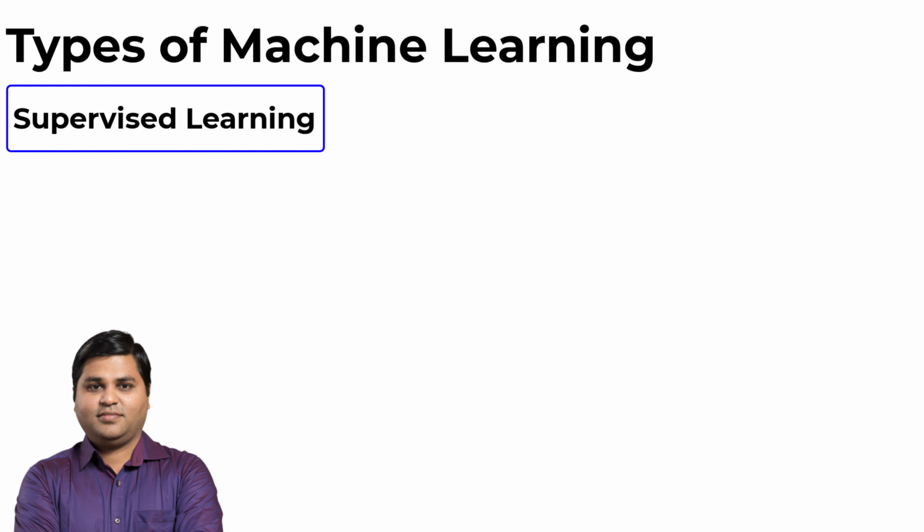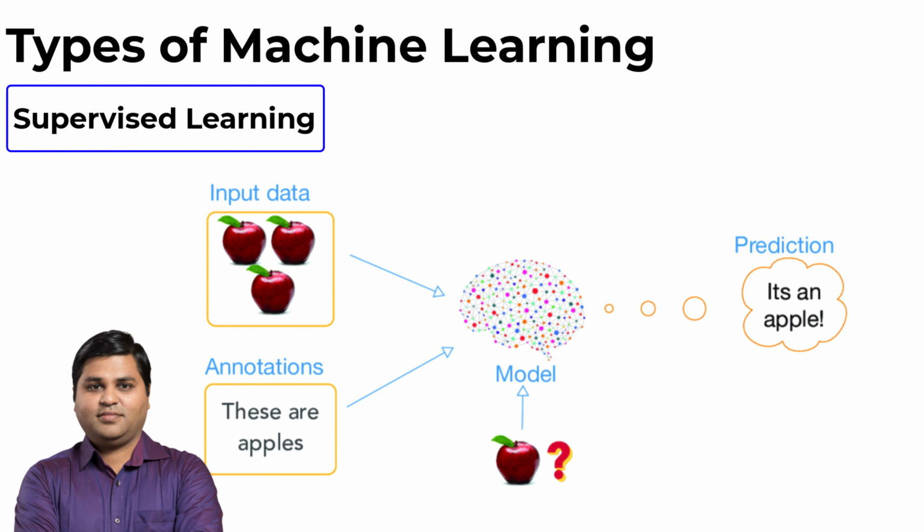The teacher has a lot of examples of fruits and tells the computer what each fruit is called, like apple, banana, or cherry. The computer uses these examples to learn and understand what makes an apple and a banana. Then, when the computer sees a new fruit, it can tell us what it thinks it is based on what it learned from the teacher.